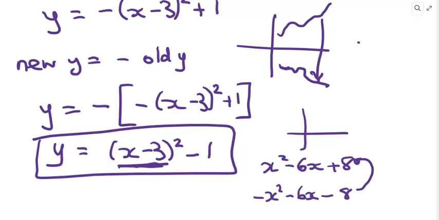Okay, so I was going to try and do a GeoGebra graph of that, but I realized that I'm going to run out of recording time because I've only got 15 minutes. But that's your basic process for doing a reflection in the x-axis. So the new y is the negative of the old y.